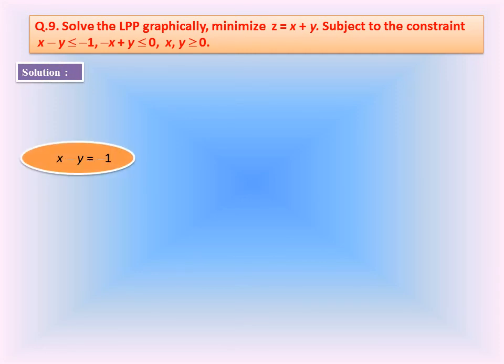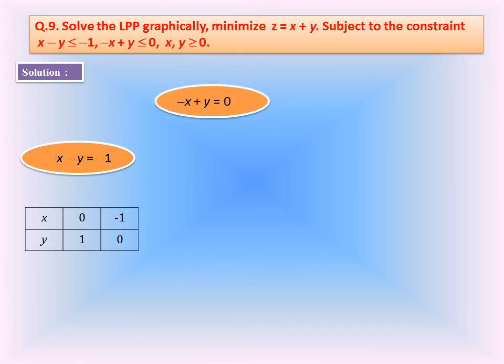Consider the equality x minus y equal to minus 1. Find the values of x and y: when we substitute x equal to 0, we get y equal to 1, and y equal to 0 gives x equal to minus 1. Now we need to consider the second inequality, minus x plus y equal to 0. When we substitute x equal to 0 we get y equal to 0, and when y equal to 0, x equal to 0. Hence here we need to consider an arbitrary point, that is x equal to 1, we get y equal to 1.